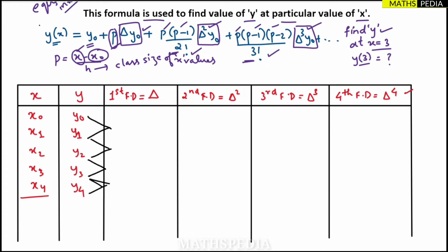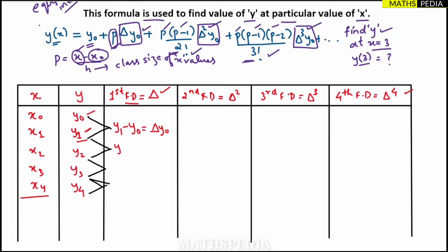So let us try to understand what we are going to write here. Basically, for y0 and y1, you have to find the difference, that is nothing but the lower one minus the upper one. So y1 minus y0 will give me the value of delta y0. That's why I call it the delta column. Forward difference is nothing but lower minus upper, y1 minus y0.